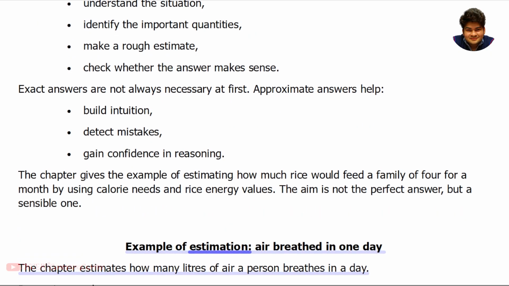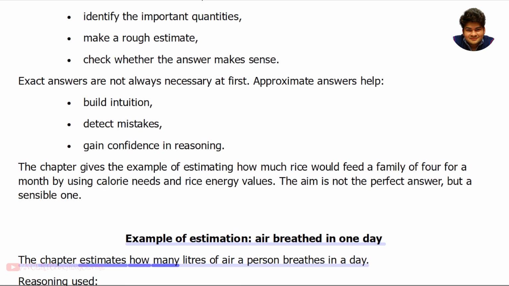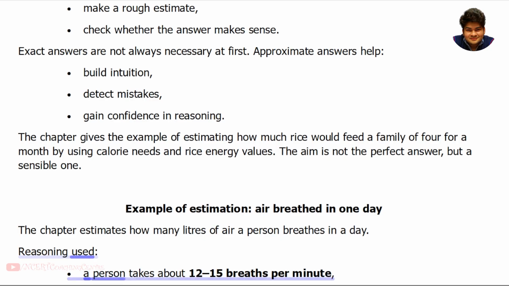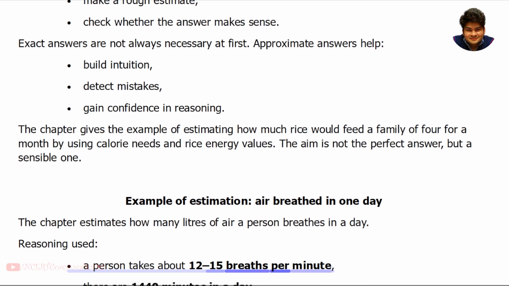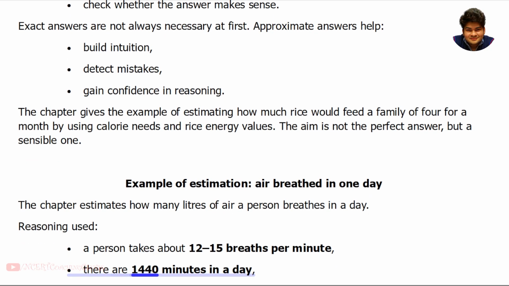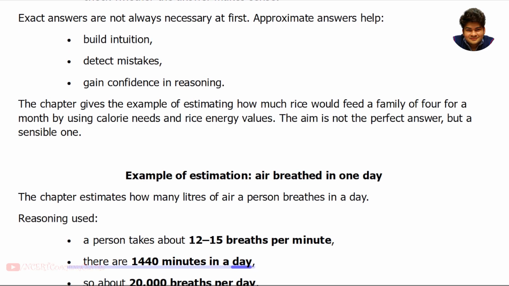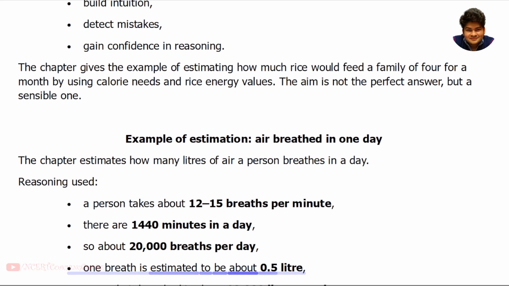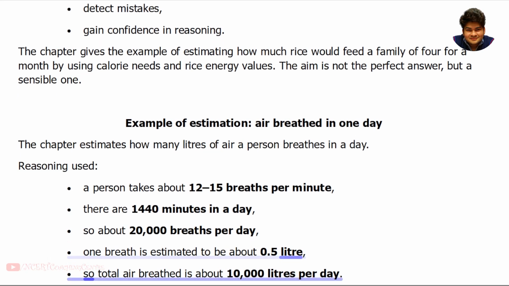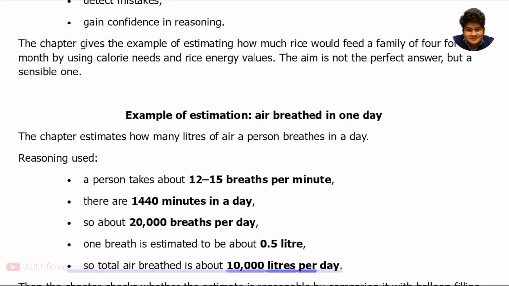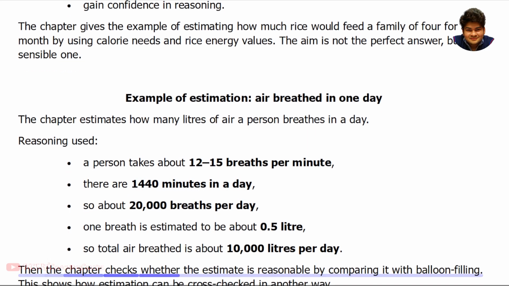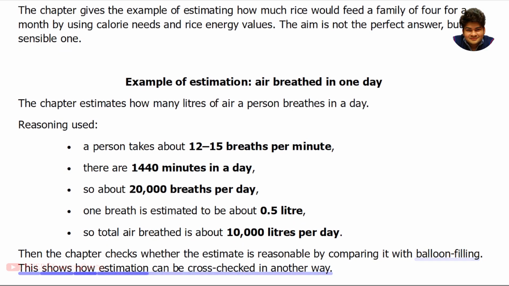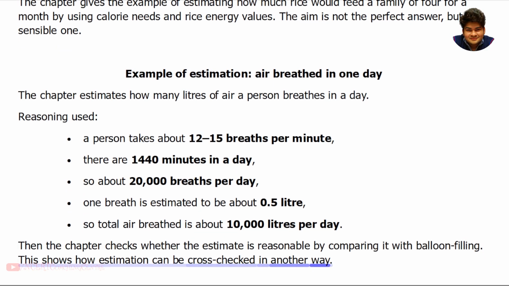Example of estimation: air breathed in one day. The chapter estimates how many liters of air a person breathes in a day. Reasoning used: a person takes about 12-15 breaths per minute. There are 1,440 minutes in a day. So about 20,000 breaths per day. One breath is estimated to be about 0.5 liter. So total air breathed is about 10,000 liters per day. Then the chapter checks whether the estimate is reasonable by comparing it with balloon filling. This shows how estimation can be cross-checked in another way.